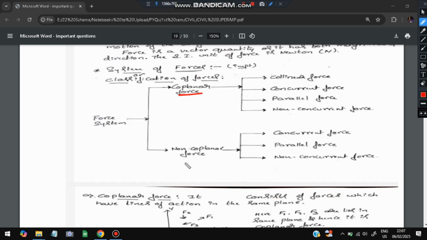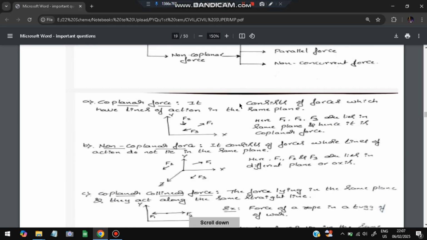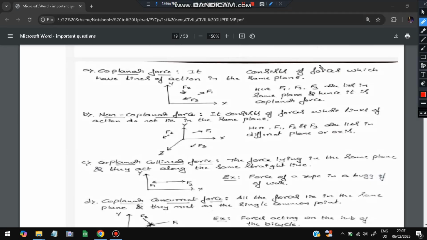Classification is coplanar forces and non-coplanar forces. In coplanar we have four: collinear, concurrent, parallel, and non-concurrent. And in non-coplanar we have three: concurrent, parallel, and non-concurrent. Now the differences between each of these. First is coplanar forces. It consists of forces which have lines of action in the same plane. As you can see, this is in the same plane, the xy plane. All of the forces are in the same plane, so that is a coplanar force. Non-coplanar forces will be in different planes.